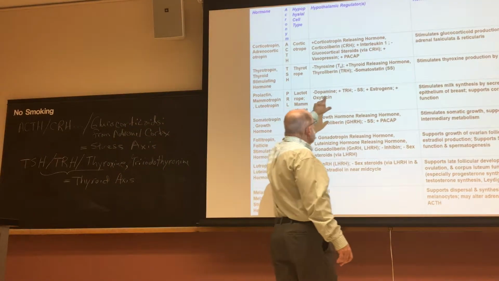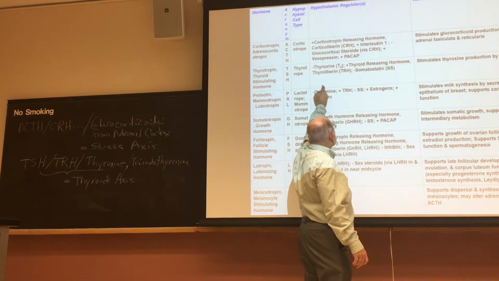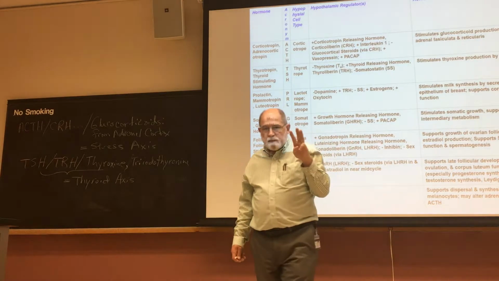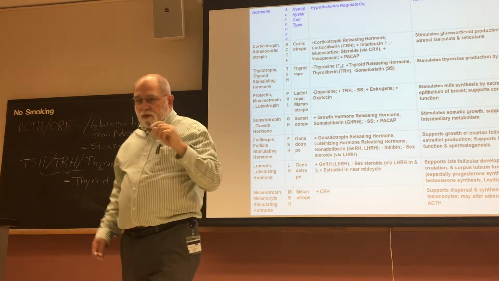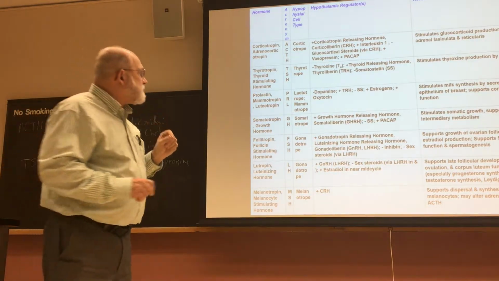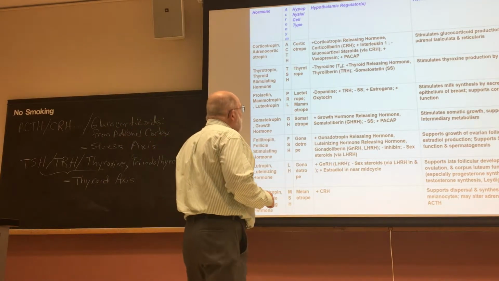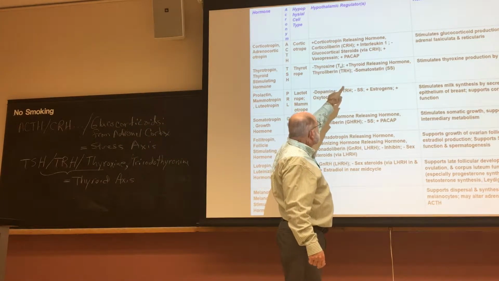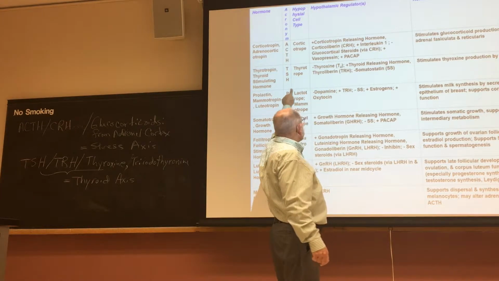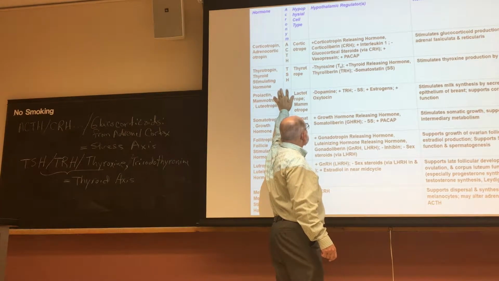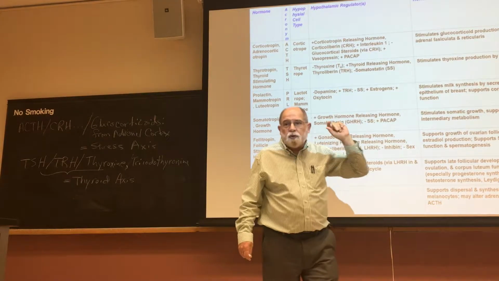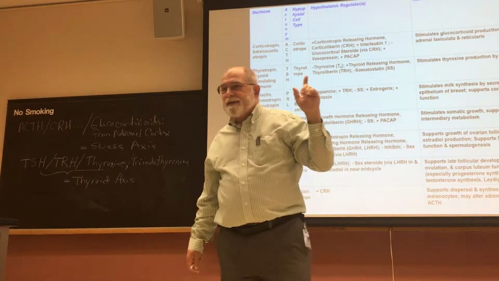TRH, thyrotropin releasing hormone, also called thyroliberin, is a 3 amino acid long peptide with modified N and C termini. And it is stimulatory on the thyrotrope for the production of TSH. Somatostatin. Has anybody ever heard of somatostatin before?